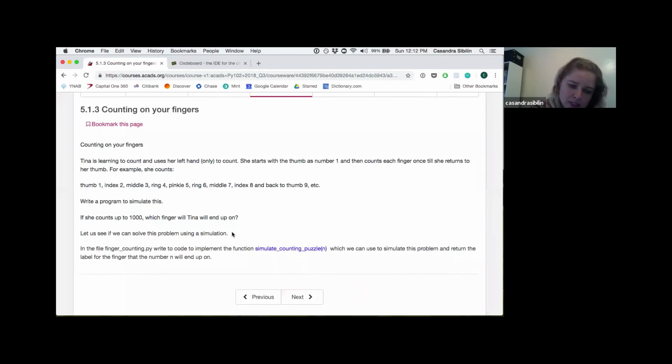Write a program to simulate this. She counts up to 1,000. Which finger will Tina end up on? Let us see if we can solve this problem using a simulation. Okay, is the question clear?